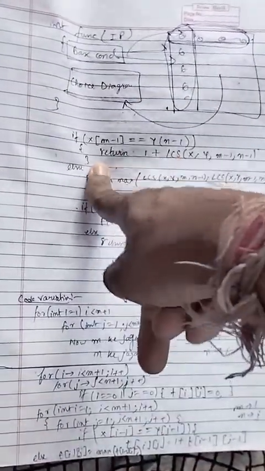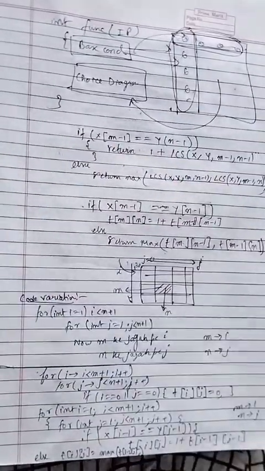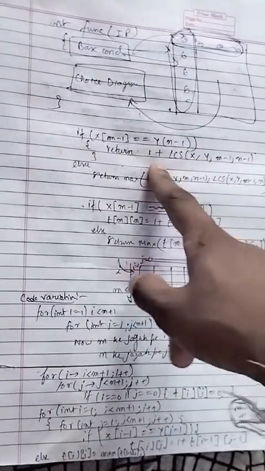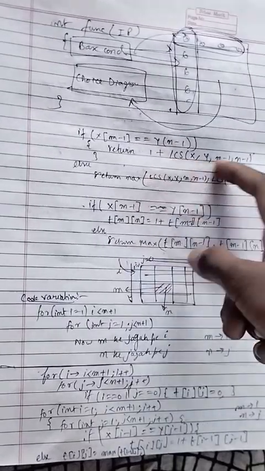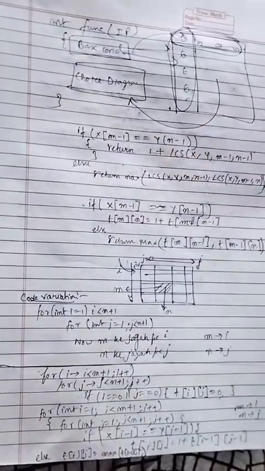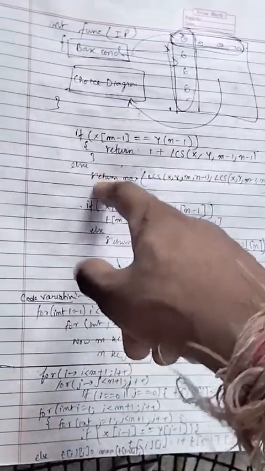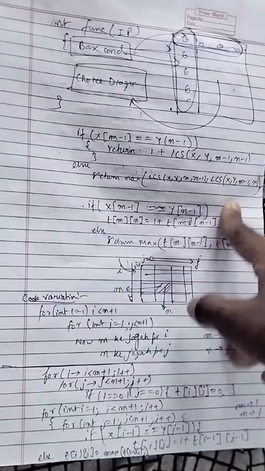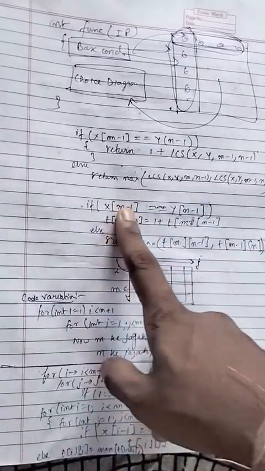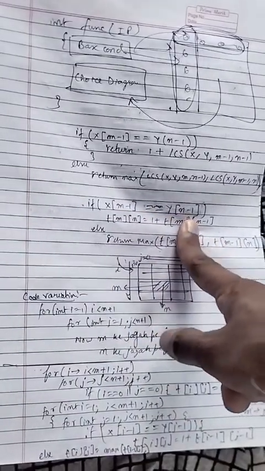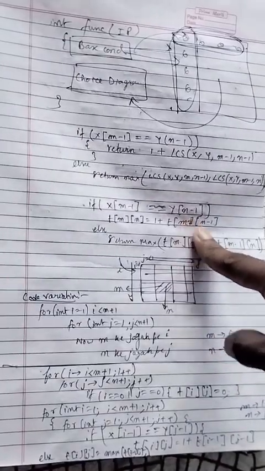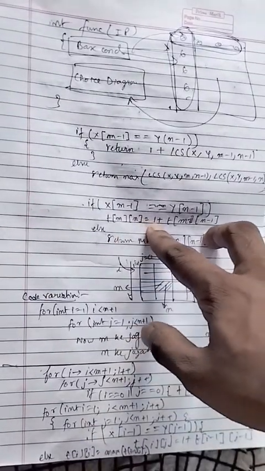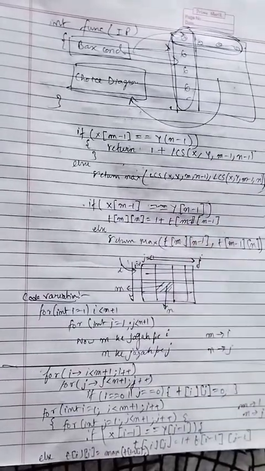So in the choice diagram we saw in the recursive code that when both of the strings' characters match, we add 1 and that whole part is the LCS, and if both of the string characters are not matching, we take the maximum of the LCS parts. So x of m minus 1 equal to y of n minus 1. We are checking this, and then we will do 1 plus t of m minus 1, n minus 1.